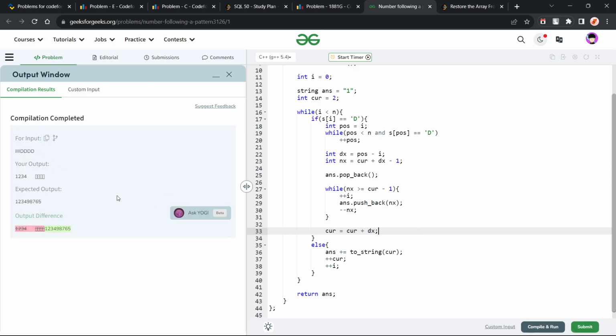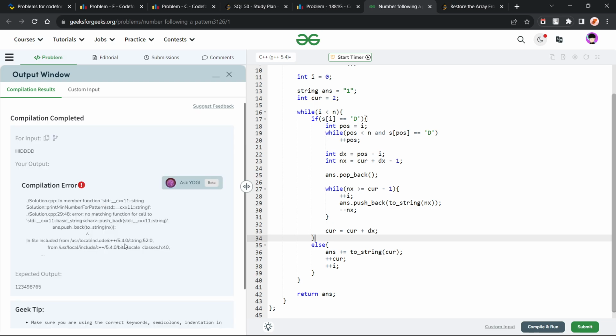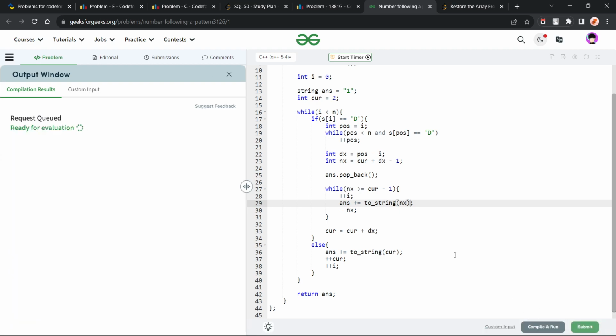Let me compile it. Still we have got some errors. Okay, so we did not convert this, right? Yes, let me just try it now. Why was I hitting pushback? If I write pushback, that has to be a character, and this way it can be a string, right?